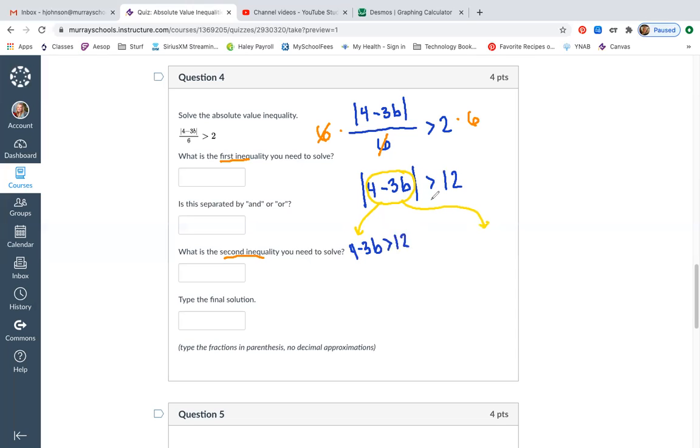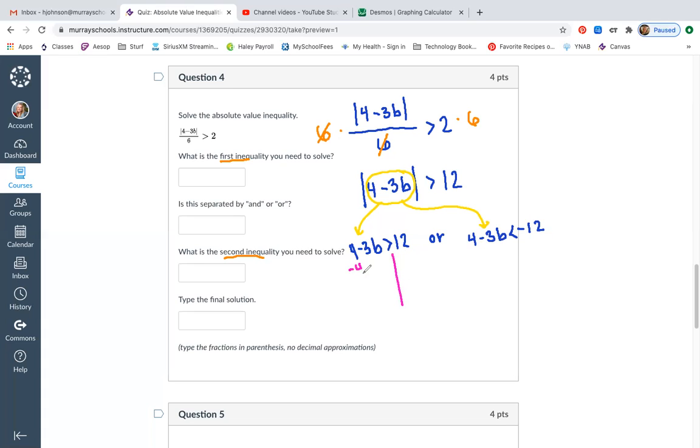And remember, when it's a greater than, that is going to be an or statement. We said that on page 41 and 42 of your notes. If you forgot, open it up just so you can clarify the difference between the two as you do this homework. Then we have 4 minus 3b. We copy this stuff down the same, but instead of greater than 12, the second inequality is going to be less than negative 12. Now I can solve both of these inequalities for b.